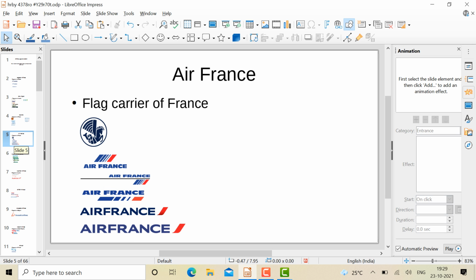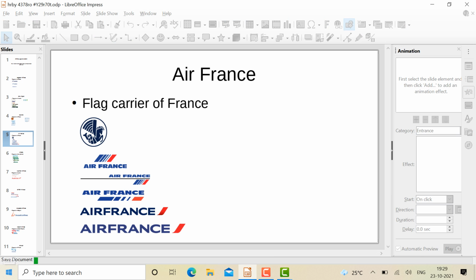Our next airline is a pretty well known one, and that's Air France, which is of course the flag carrier of France. The first logo was pretty different from what it is now. As you can see, it's kind of like a horse. I don't know what that animal is, but it's kind of like a horse. And then it completely changed.